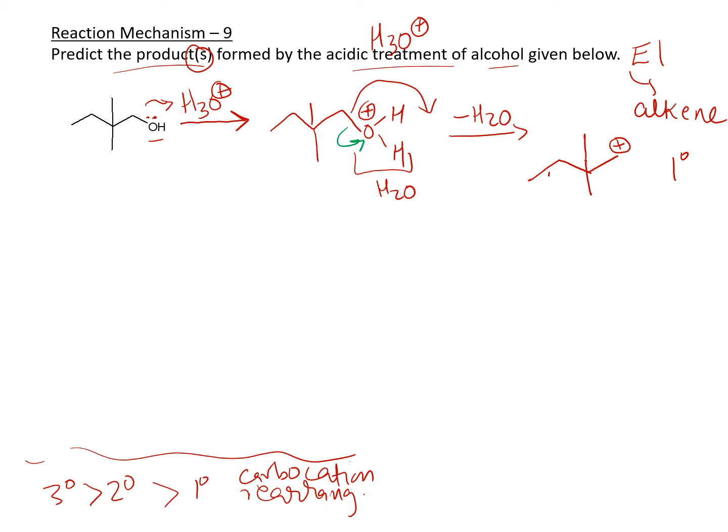Here we don't really have much choice about what we can shift, because the carbon next to the carbocation has two methyl groups, and I can shift a methyl. I cannot shift an ethyl group. There are only three things you can shift, and we've been talking about this, but I'll write it again. You can shift a hydrogen, a methyl, or a phenyl group. That's it. No ethyl or propyl shifting.